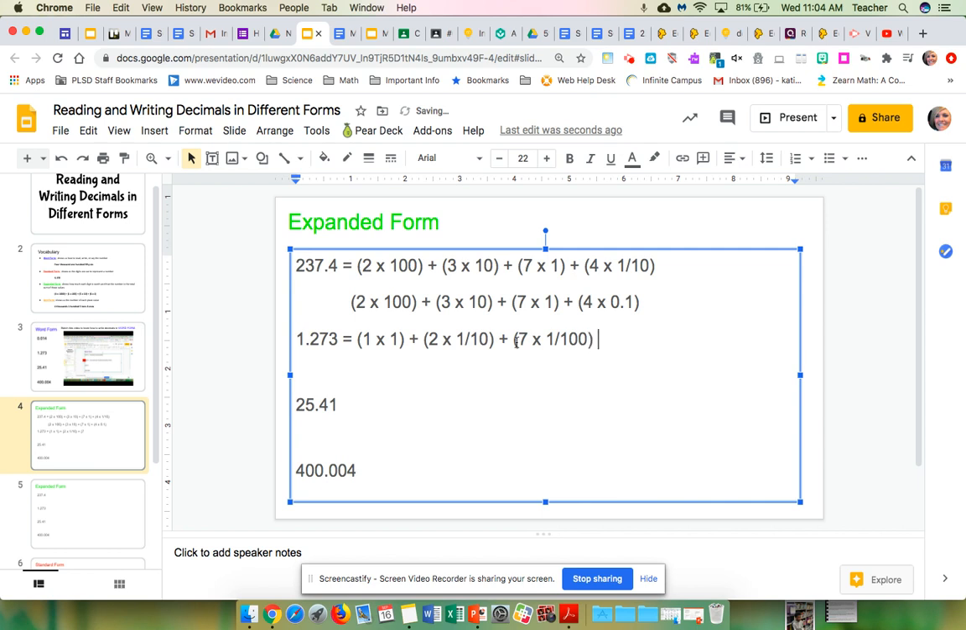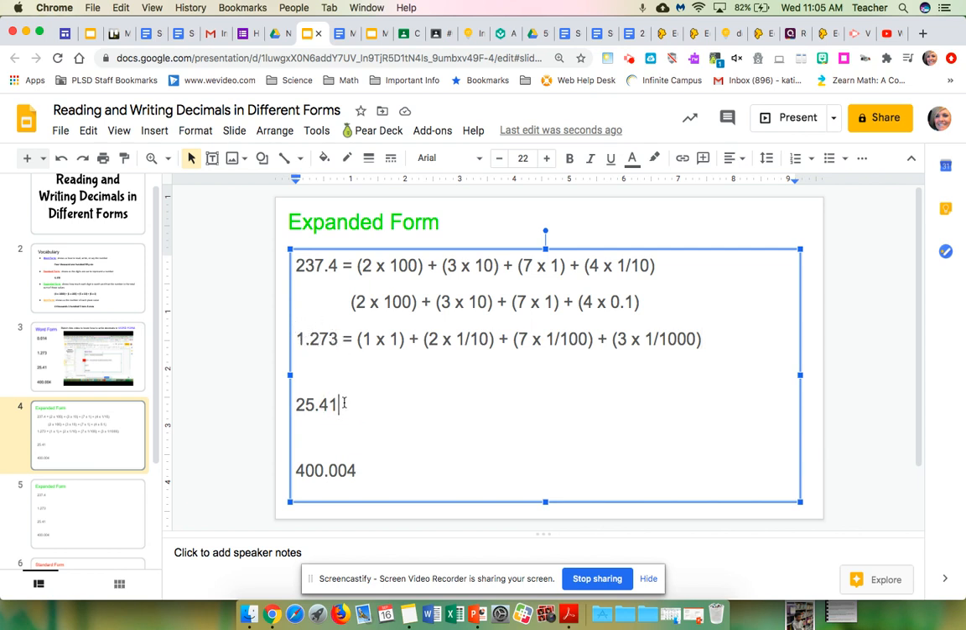And then last but not least, we're going to add that to the 3. And the 3 is in the thousandths place. So I'm going to multiply 3 times 1/1000. Very good. If I were to multiply this out and then add them all together, I would get a total of 1 and 273 thousandths.